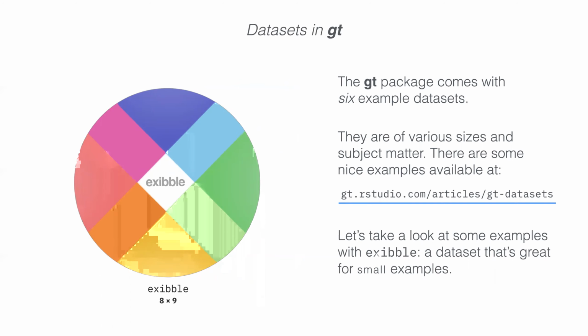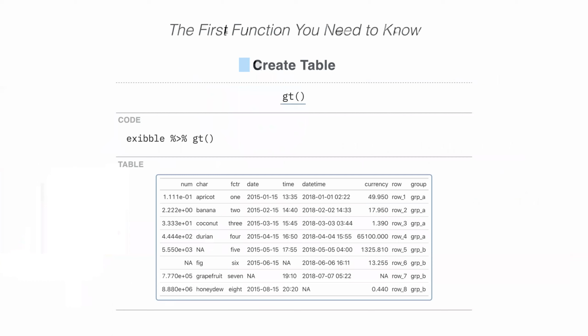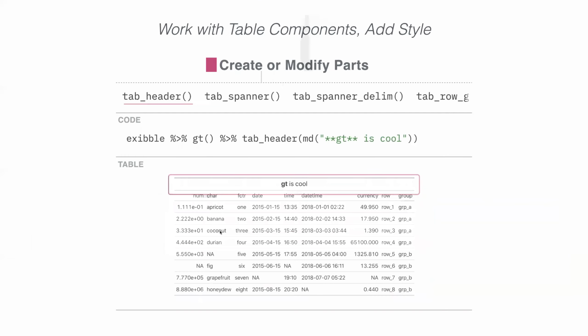It's quite nice. Okay, so if we just take Exhibit and use the pipe into gt, this is the entry point to GT, the gt function. If you just pipe into gt, you get this table. It's an HTML table. It's got all the stuff in it. It's all formatted in a very basic way, but it's pretty good. You didn't do much to get that.